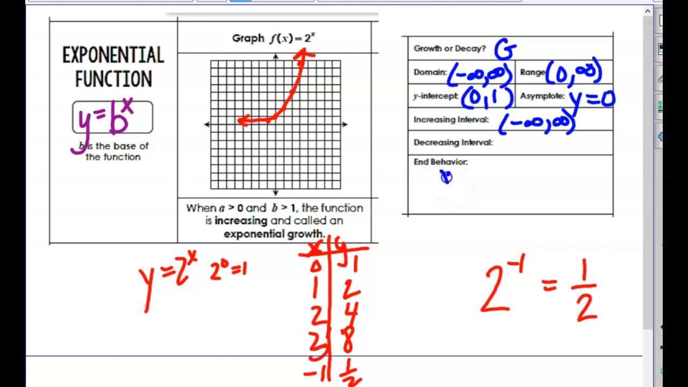End behavior: as x gets more negative, the y is getting close to what, guys? As we go left, this graph gets close to 0. That makes sense? As we go right, on the other hand, it's just going up forever, so we have infinity.